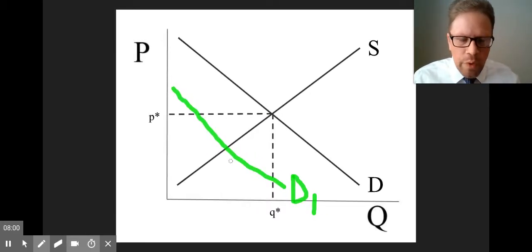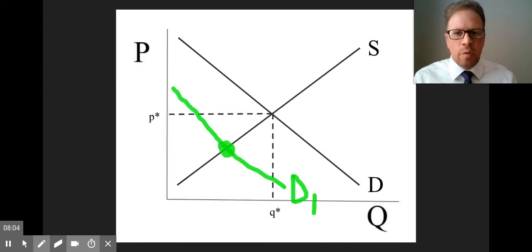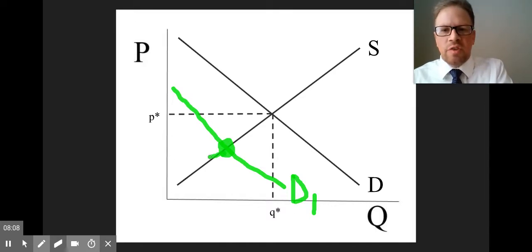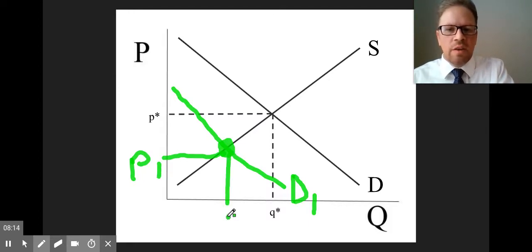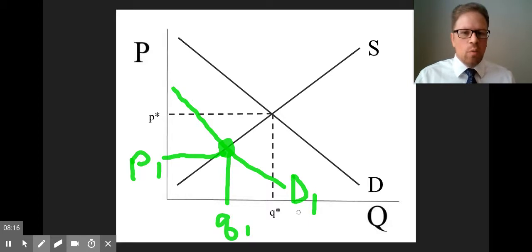Where's my new equilibrium price? X marks the spot. So once we have denoted where X marks the spot, take that straight out to the price. That is my new price point, P1 to match my D1, and down is Q1 to match my D1. So that shows me that because of the left shift of demand, our prices will drop and the amount of the product will also drop.